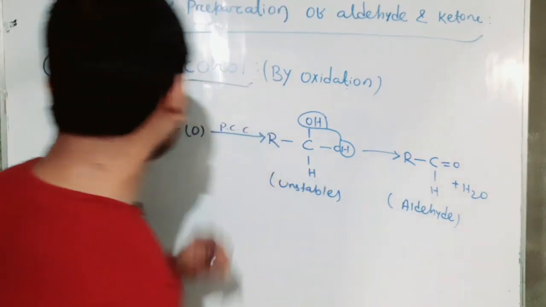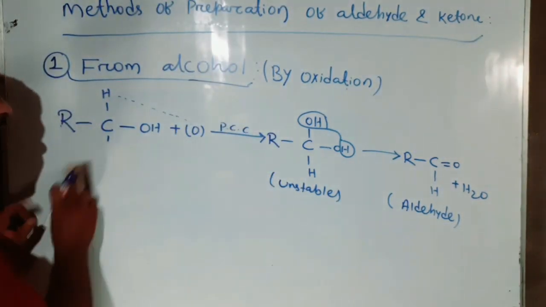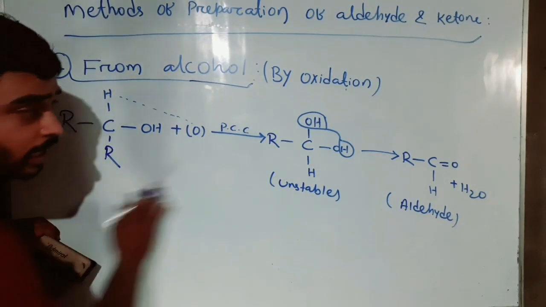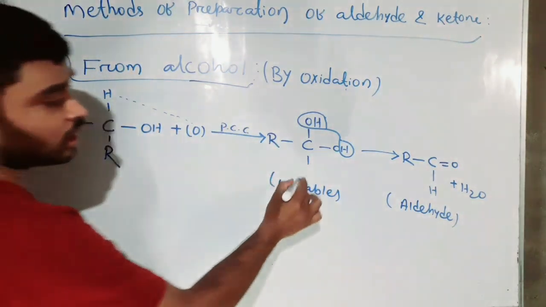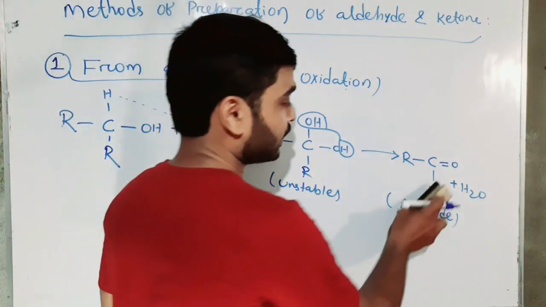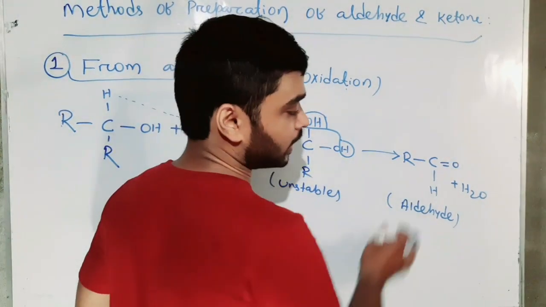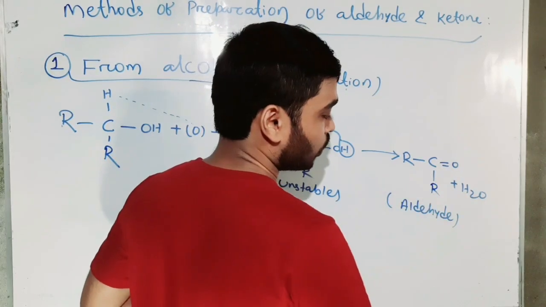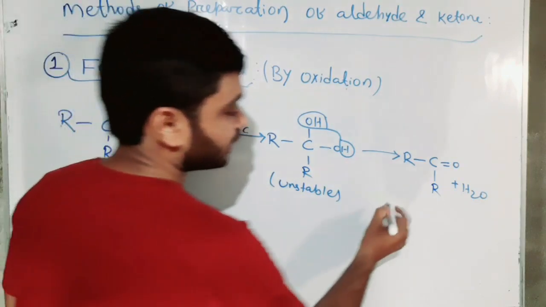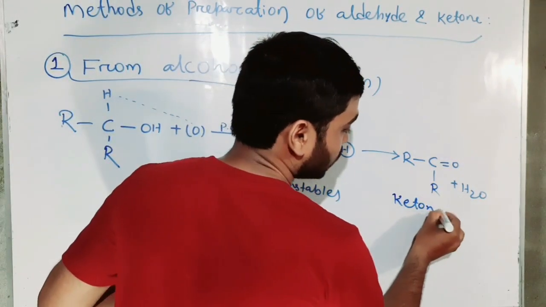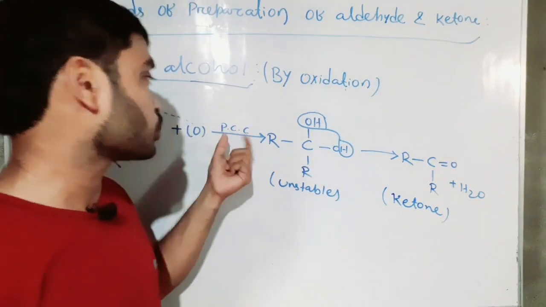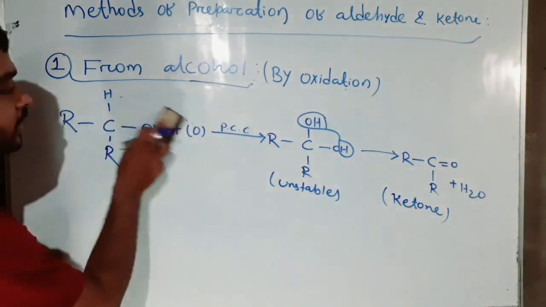But in case of ketone, we need secondary alcohol. That means I am taking here secondary alcohol. It is the secondary alcohol's general formula, and in this way the same process will occur. It will result in the formation of an unstable intermediate product, and this will result in the removal of one water molecule and the formation of ketone, which is the result of oxidation of secondary alcohol. But ketone formation can occur with the help of PCC or acidified potassium dichromate. You should mark the difference first before understanding the concept.